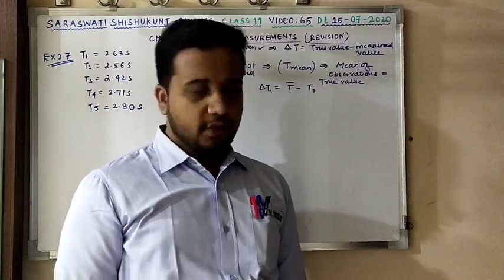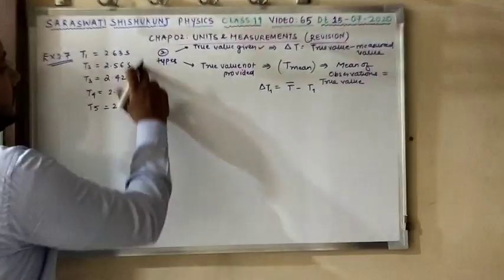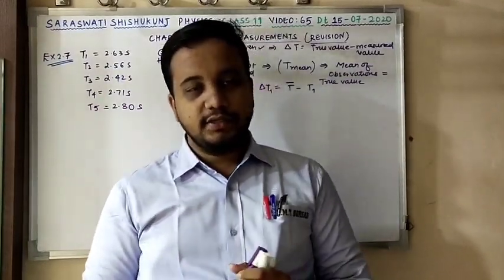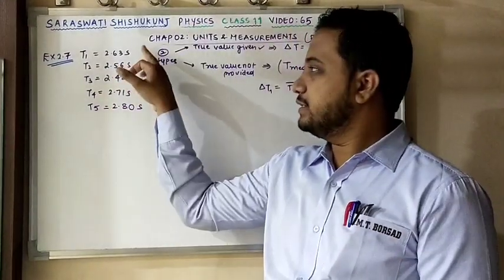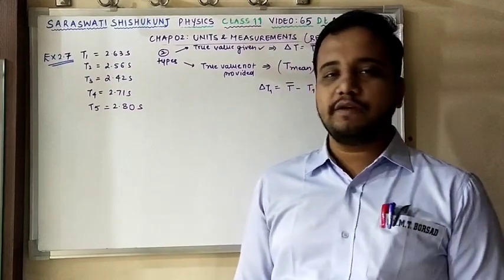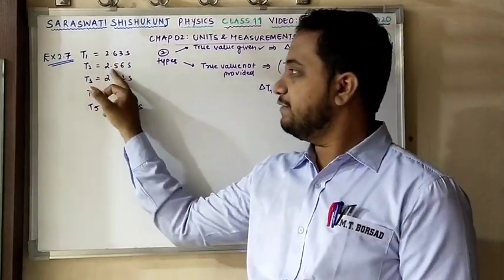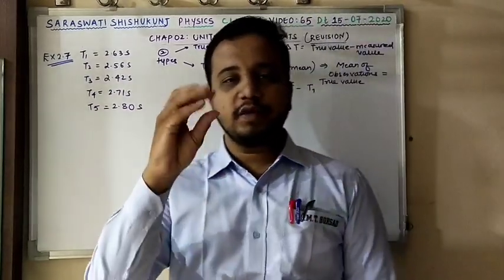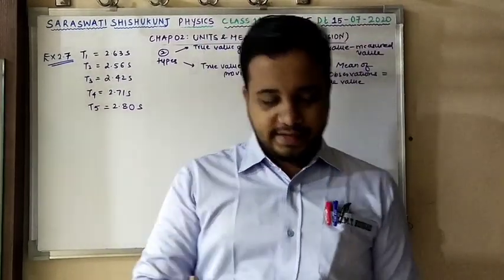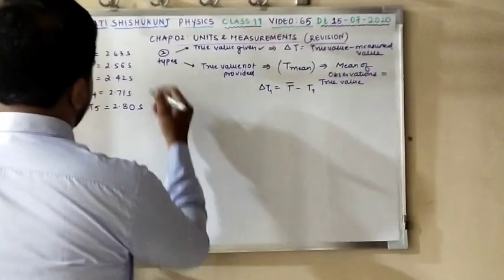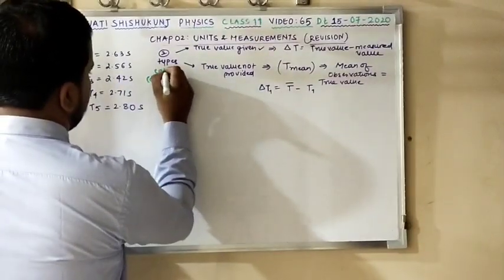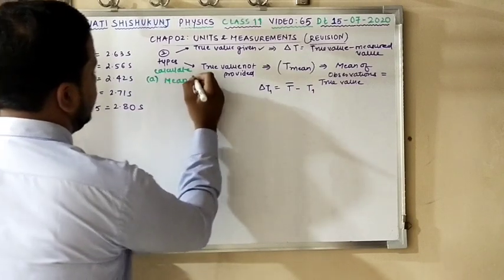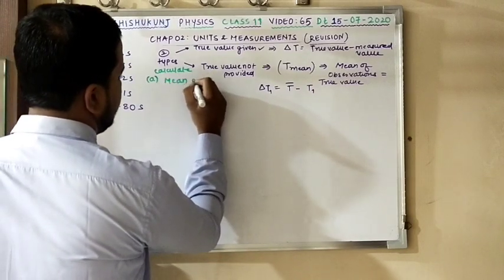Till this clear? Okay. Here they are carrying out experiments for oscillations, and they find the time period of the oscillations. Five observations are given: 2.63 seconds, 2.56 seconds, 2.42 seconds, 2.71 seconds, and 2.80 seconds. Five observations given to you. They are asking to calculate, number 1, the mean period of oscillation.